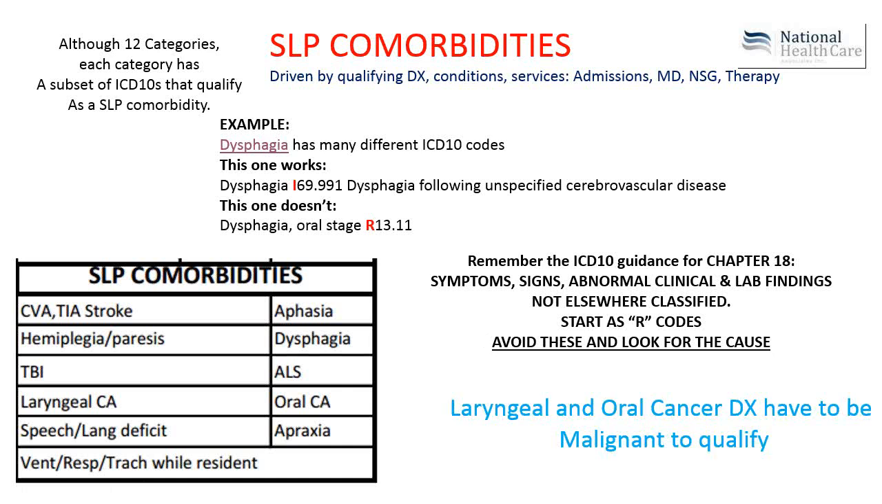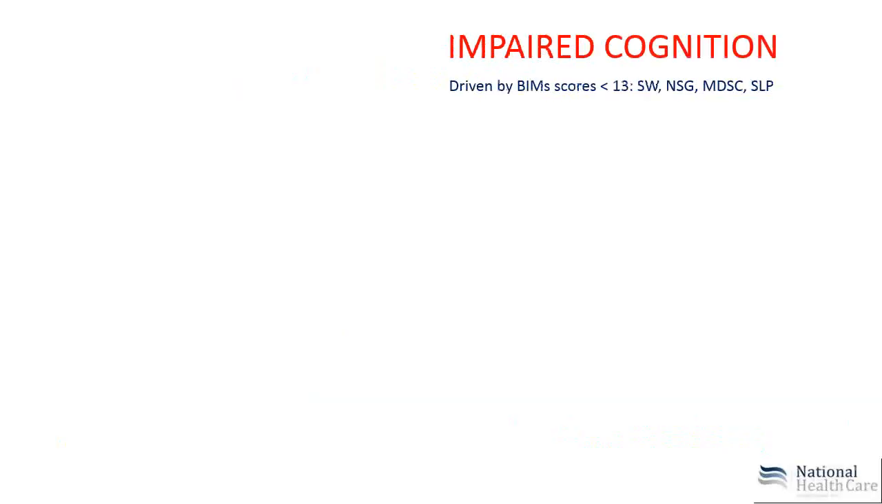Likewise, laryngeal and oral cancer diagnoses have to be malignant in order to qualify for this comorbidity. So you don't want to think, oh, they have cancer, we're going to get the speech language comorbidity. All right, it has to be malignant. So if you know that it is, you look for that specificity in your ICD-10 to bring you to that level and capture that comorbidity.